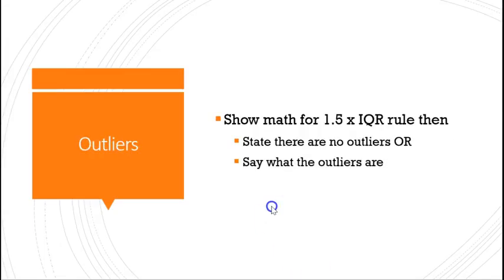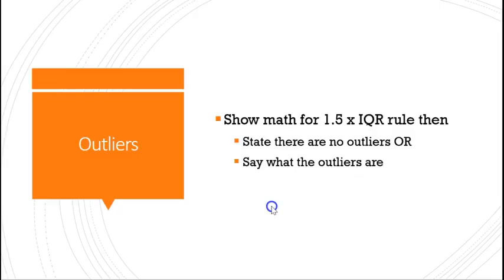Okay, and then we would still do our outliers like normal. Show the math for your 1.5 times IQR rule. I'm okay if you screenshot a Desmos page, but you need to make sure that it shows all of your calculations, so IQR and the two cutoffs, the one for low and the one for high.